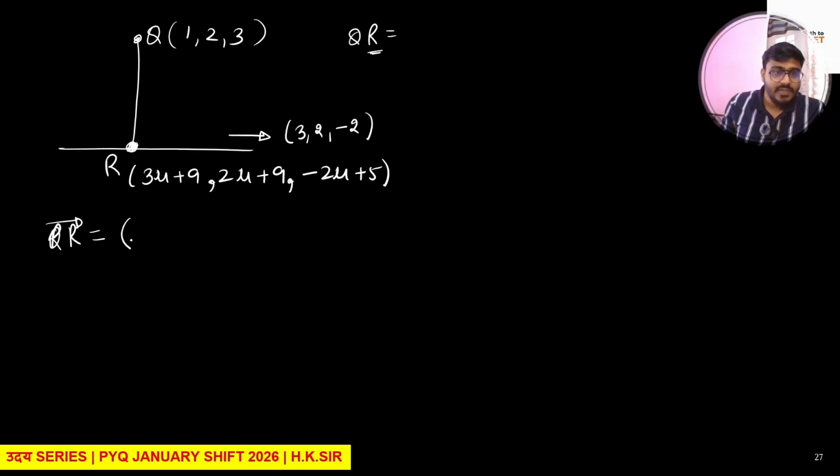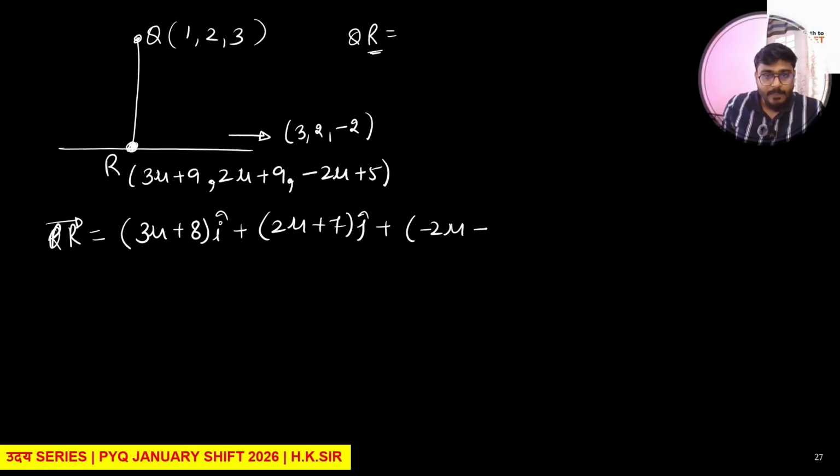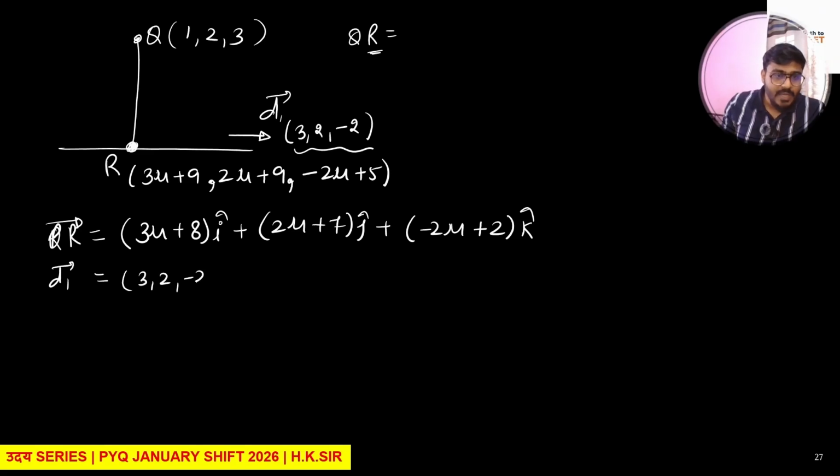So the QR vector is (3μ + 9 − 1 + 8) i cap, (2μ + 9 − 2 + 7) j cap, (−2μ + 5 − 3 + 2) k cap, and dot with this vector (3, 2, −2). Let's suppose it is the d1 vector. So d1 vector is 3 i cap + 2 j cap − 2 k cap.